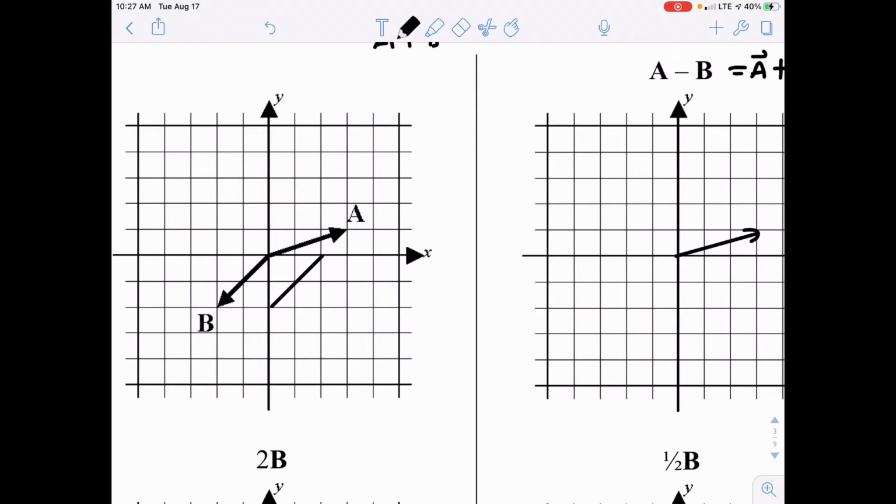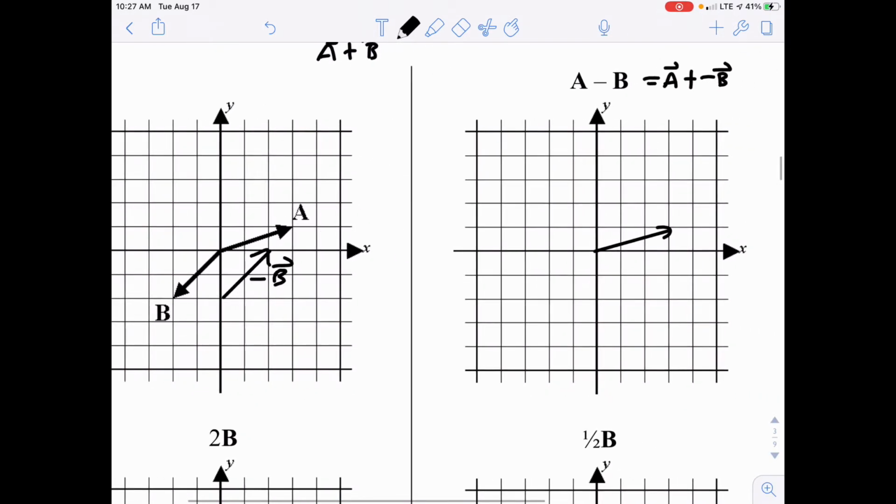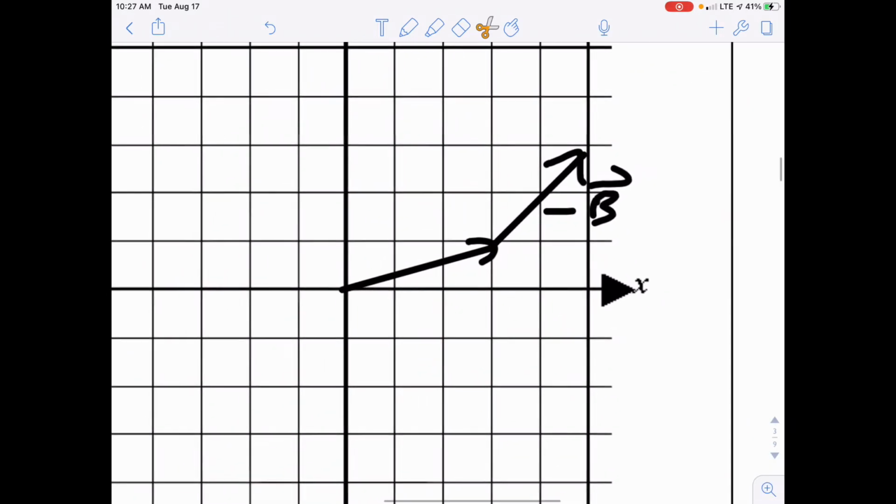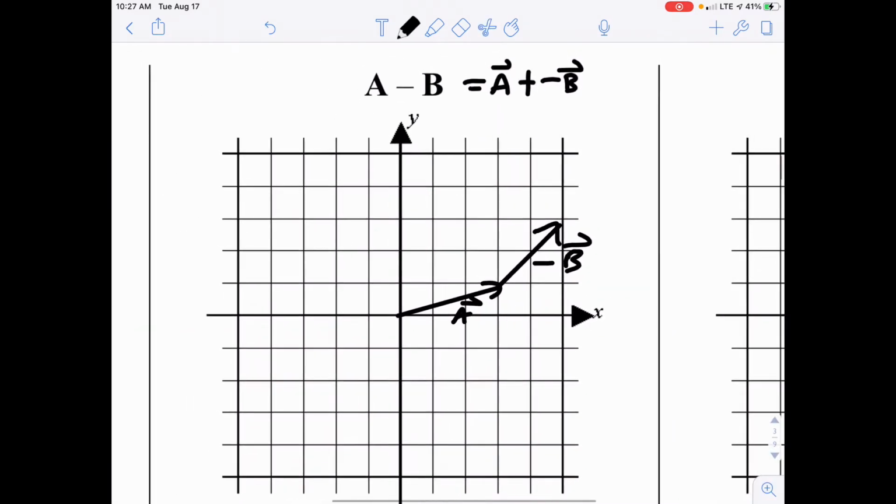If B points down and to the left, that means negative B points up and to the right. So negative B is exactly the opposite of B with the same magnitude, right? It just points in the opposite direction. We take negative B and put it at the tip of A, just like that. So A plus a negative B is A minus B, and the resultant vector is a straight line from start to finish. This would be A minus B.